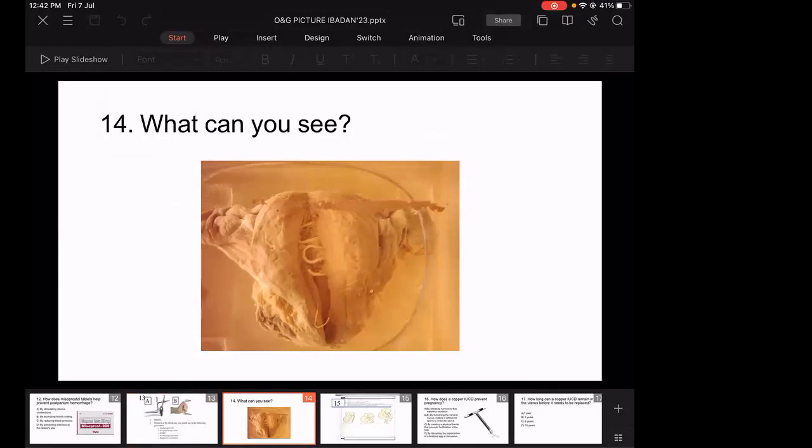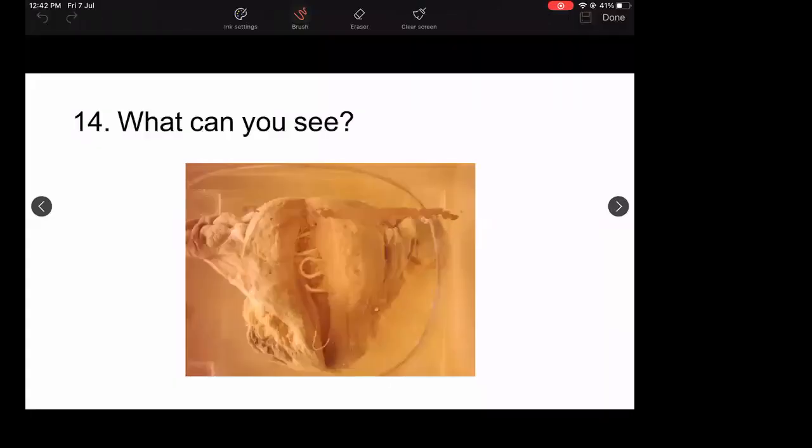So what can you see? A uterus. Yes, this is a uterine specimen. What can you see inside the uterus? Adhesions.